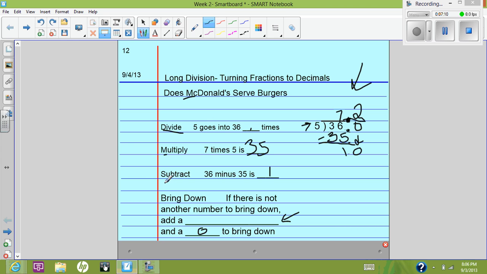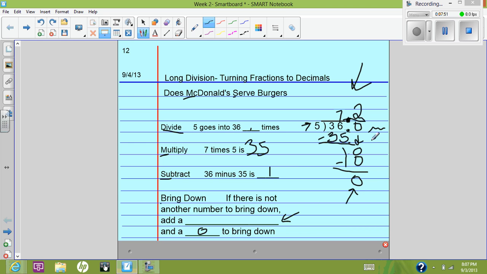My second step, McDonald's, multiply. I need to multiply that number I just came up with, that 2, times 5. That gives me 10. I will write it down here. Next step, serve. Serve is subtract. 10 minus 10 gives me 0. And then I need to say, okay, is there anything left to bring down? In this case, I don't have any other extra numbers over here that I need to bring down. And I also have a 0 when I did my subtraction. That is the sign that tells me, okay, you're done.